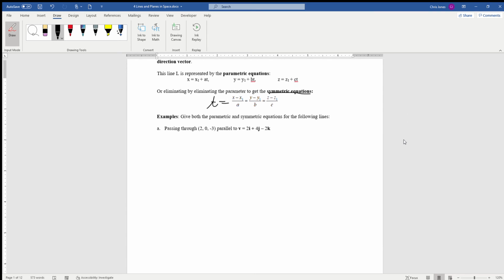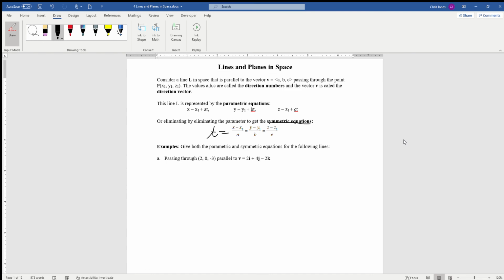All right, and the first one's a really easy one. So we're passing through a point 2, 0, negative 3, and we're parallel to a vector 2, 4, negative 2. All right, so clearly, since we have a point, that's going to be our x1, y1, z1, and the direction numbers are the coefficients of i, j, k in our vector v.